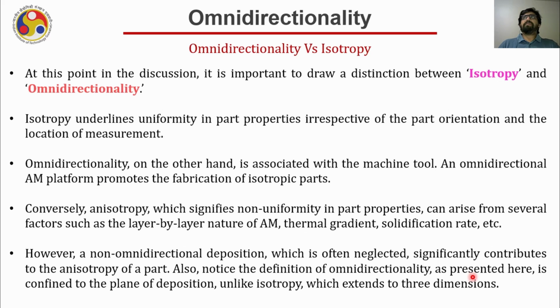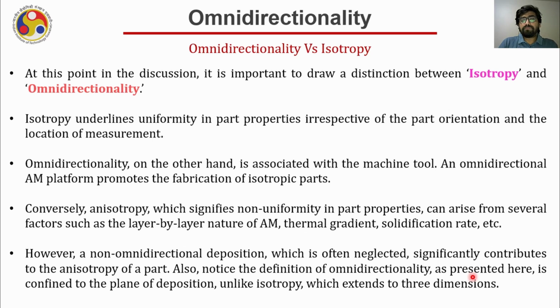Now you might be getting confused with the term omnidirectionality versus isotropy. So I will try to make, at this point of time, a distinction between isotropy and omnidirectionality. Isotropy underlies the uniformity in the part properties irrespective of the part orientation and location of measurement. Omnidirectionality, on the other hand, is associated with the machine tool. An omnidirectional additive manufacturing platform promotes the fabrication of isotropic parts.